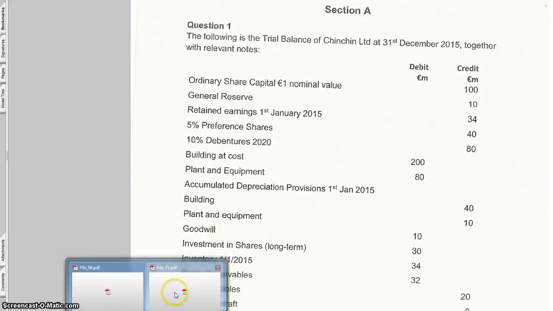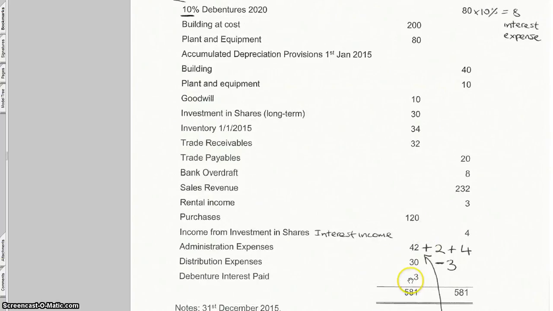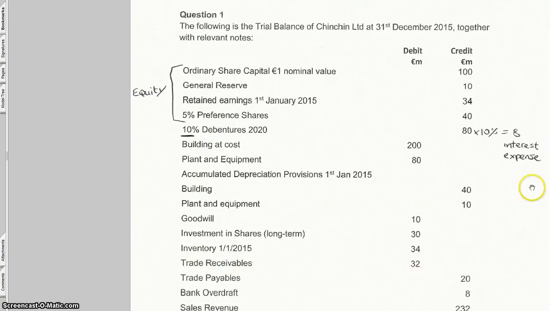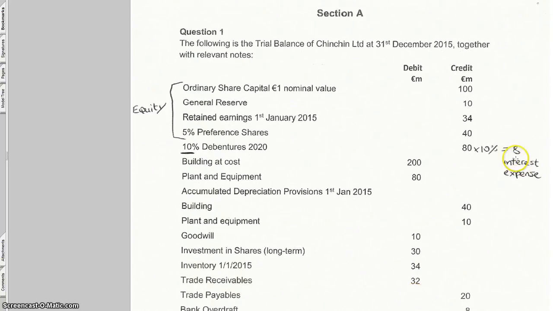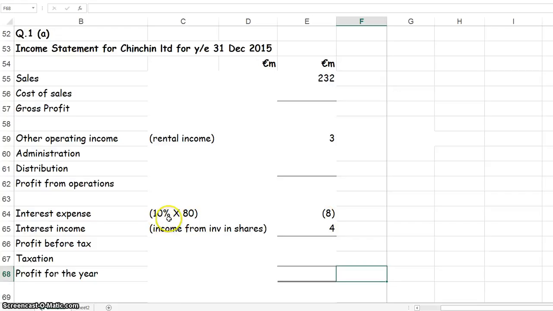To calculate the interest for the year, you multiply the amount borrowed, which is 80 million or 80, by the interest rate, which is 10%. So 80 by 10% is 8, and that's the interest expense for the year. We can ignore this 3 million, because that's only what's paid, but what we really owe for the whole year is 8. That's what goes into the worksheet. So there's the 8, and I've shown the working for it. It's always the percentage multiplied by the amount of the debenture.